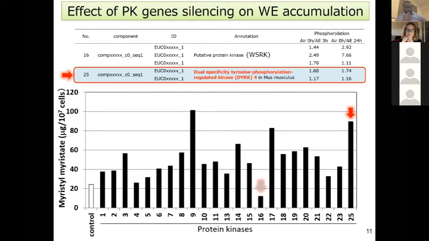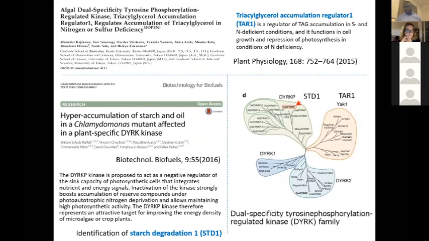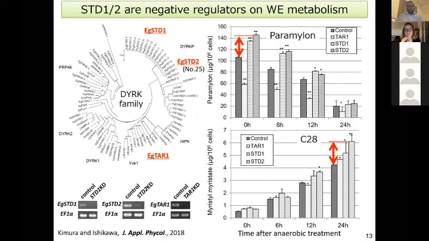By the way, the previous screening of protein kinases brought us not only WSRK, but also more useful information. We found that number 25, showing high accumulation of wax ester, was an ortholog of dual-specificity tyrosine phosphorylation-regulated kinase, the DYRK family. The DYRK family has recently been reported as key regulatory protein kinases for triacylglycerol accumulation and starch degradation in Chlamydomonas. Actually, we found that Euglena contains at least 3 DYRK family kinases, that is TAR1, STD1 and STD2.